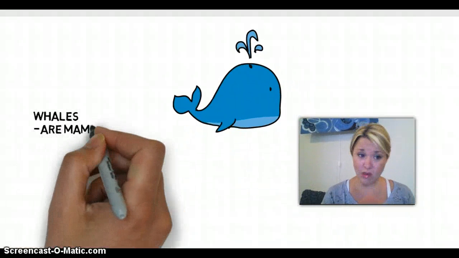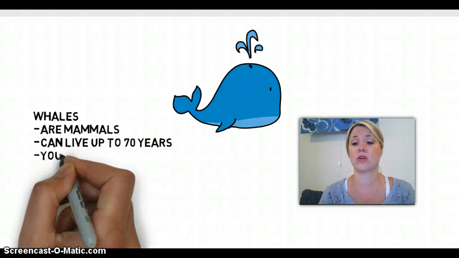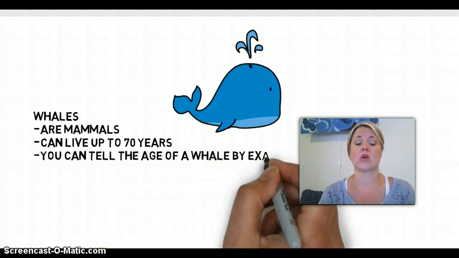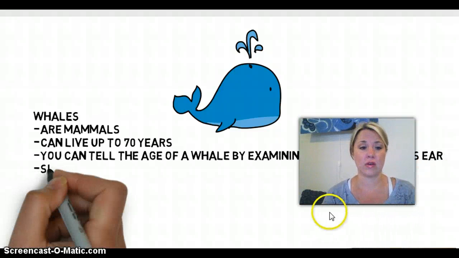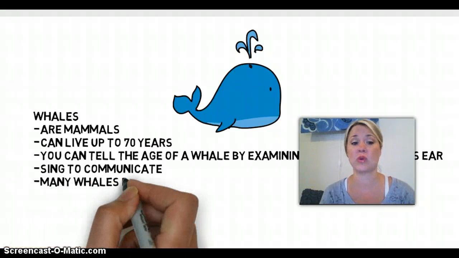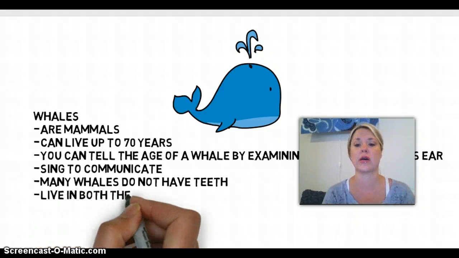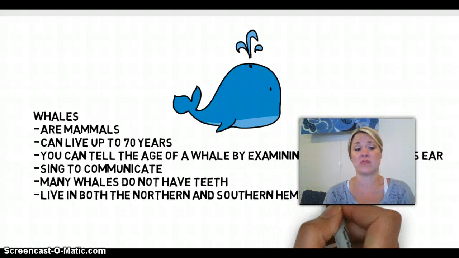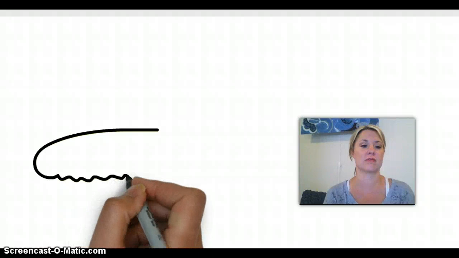Whales. Whales are the largest mammals on the earth. The largest actual animal to ever exist, even beyond a dinosaur, was a blue whale. They can live up to 70 years. The oldest living whale lived, they think, at least 200 years, and you can tell that by examining the wax plug in its ears. They communicate by singing, and many whales do not have teeth. They live in both the southern and northern hemispheres in our oceans.